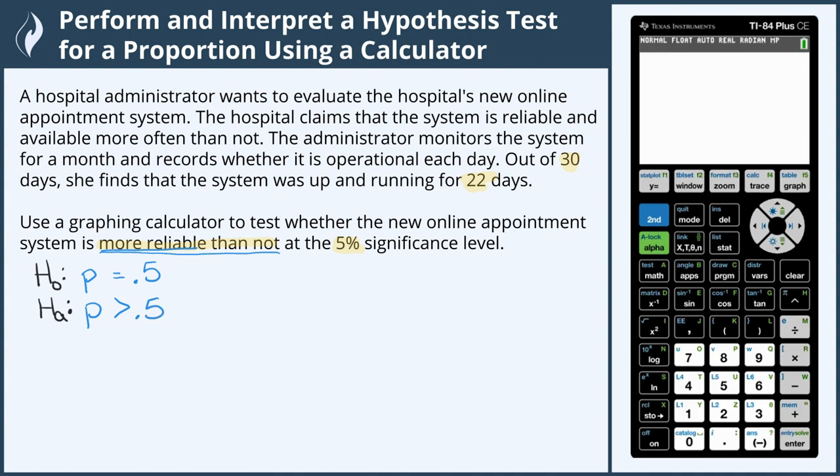A few more things that we've been told is that we have 30 days that were being observed. So the sample size is n equals 30. And of those 30 days, the system was up and running for 22. So the number of successes is x equals 22. We were also told the significance level is 5%, so alpha equals 0.05. With our calculator, we're going to calculate the test statistic and also the p-value.